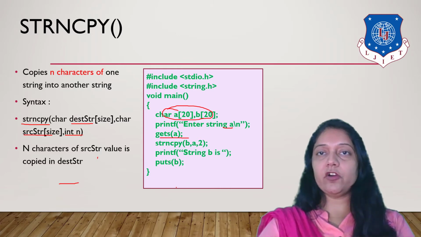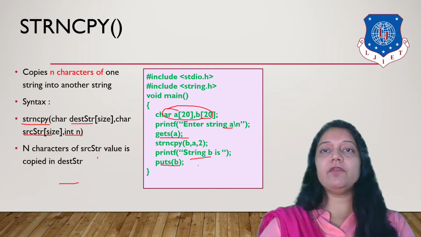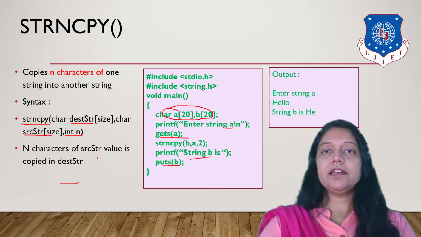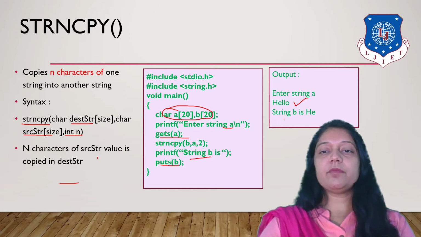If you want to verify your output, display the value of B. So printf("string B is %s", B). These two lines will display the value of B in a particular format. The output would be, enter a string A, because of the first printf statement. Using gets, I'll input some value inside A, that is I've inputted the word hello here, and then my strncpy will be executed. In this case, two characters of A, that is the first two characters H and E, will be taken and copied in B. So my result would be string B is HE.